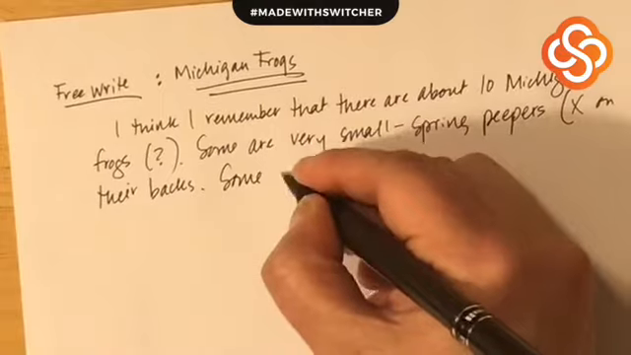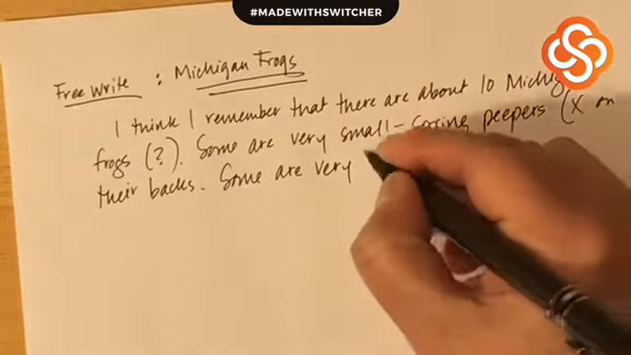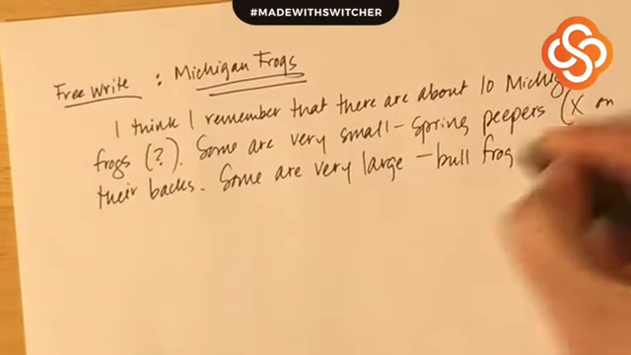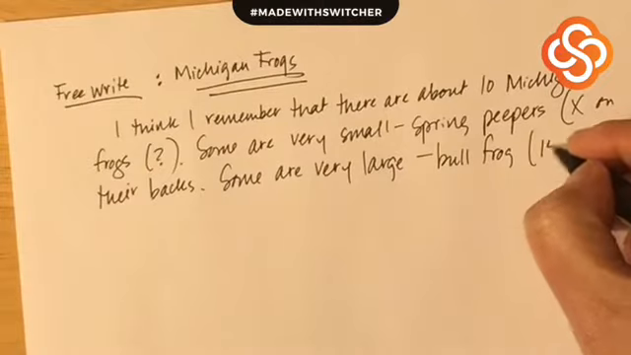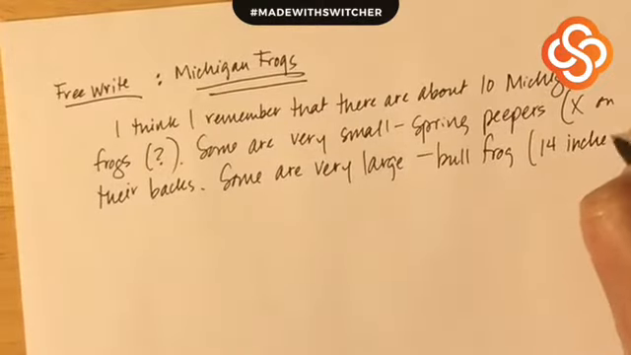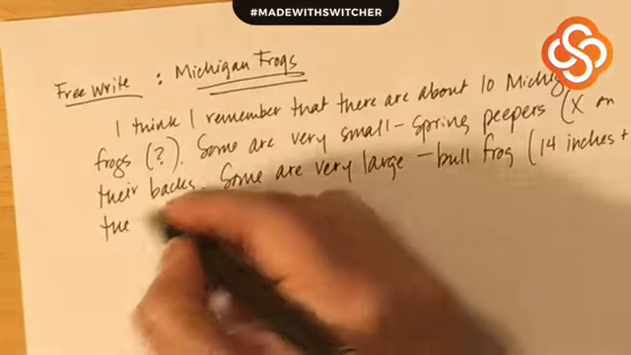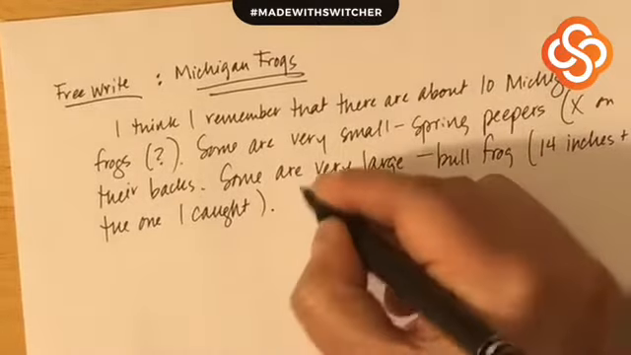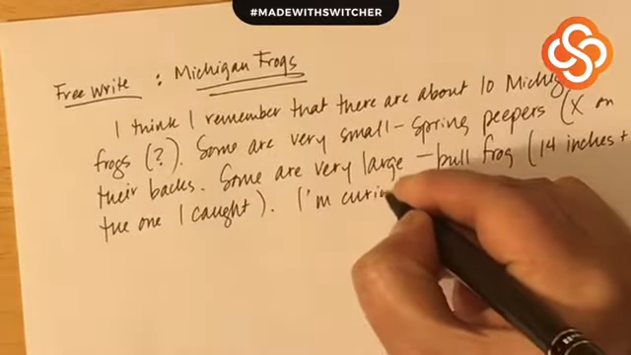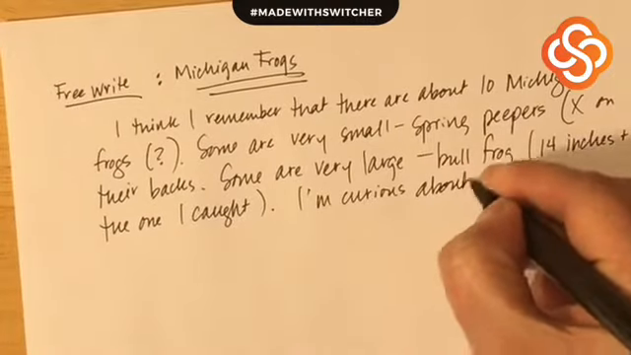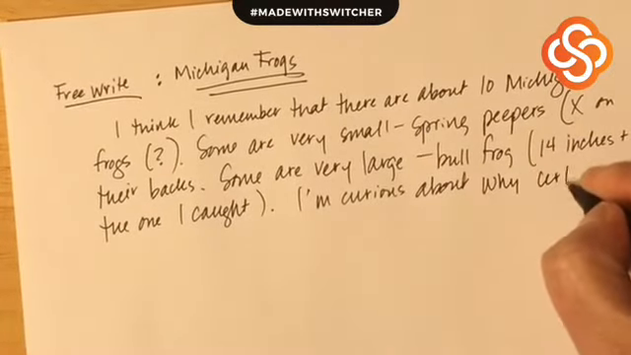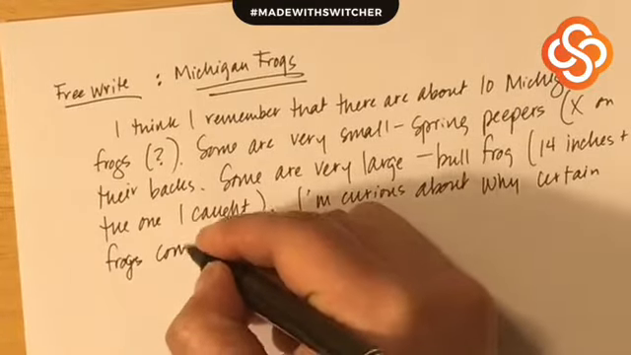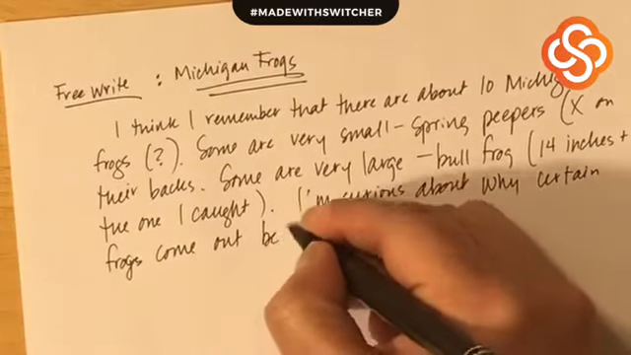Some are very large. And I'm thinking here of the bullfrog. I think I saw one bullfrog measured over 14 inches plus. That would be the one I caught. I caught a bullfrog one time. I'm curious about why certain frogs come out before others.